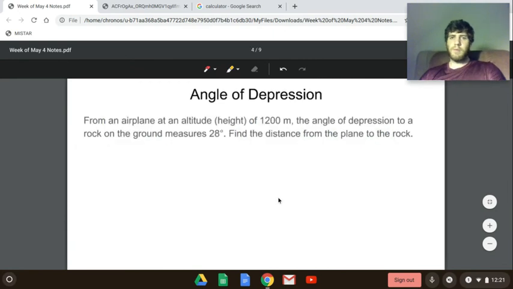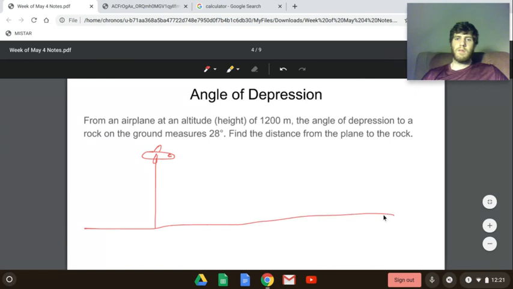All right, so an example problem for angle of depression, we have an airplane, which is a common problem. Okay, so there's an airplane. It's got some wings. That's good enough for an airplane, I think. It has an altitude, which means height, of 1,200 meters. So here's the ground. Let me try to draw the ground a little better. Here's the ground. It is 1,200 meters off the ground.